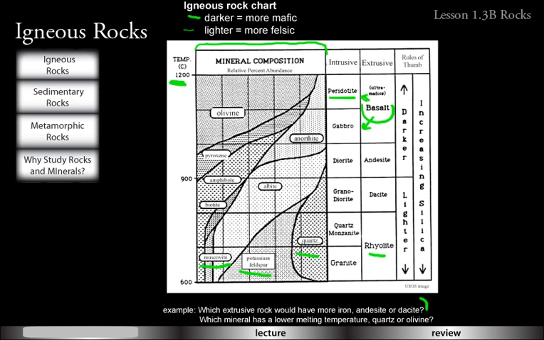So that second question, which mineral has a lower melting temperature, quartz or olivine? Well, here's olivine. It has a pretty high melting temperature compared to quartz. So quartz would have the lower melting temperature, and that's what we would write for that one. So be very familiar with this chart. You could even put a piece of paper over the chart and then trace the diagram. Drawing it is one of the best ways to get familiar with it.